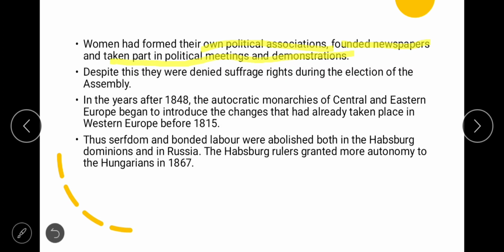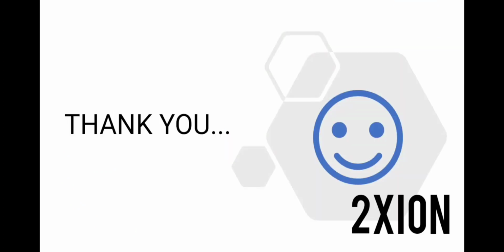Though conservative forces were able to suppress liberal movements, they could not restore the old order. They began to realize that the cycle of revolution and repression could only be ended by granting concessions to the liberal nationalist revolutionaries. Hence serfdom and bonded labor were abolished both in Habsburg dominions and in Russia, and the Habsburg rulers granted more autonomy to the Hungarians in 1867. With this, part 1 ends.